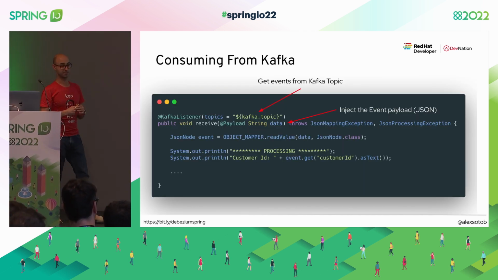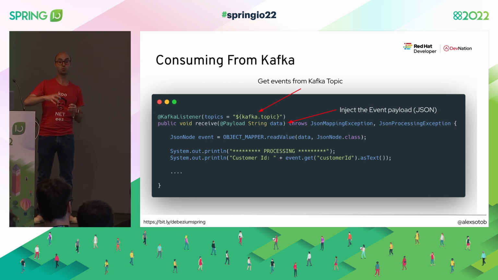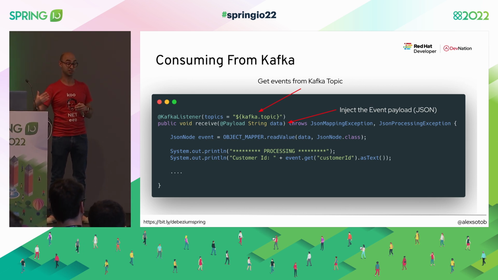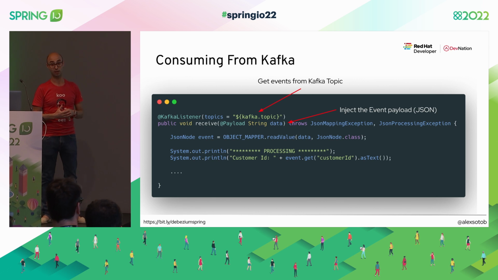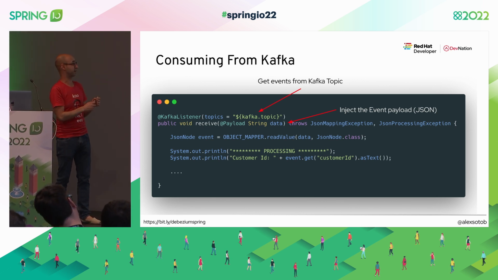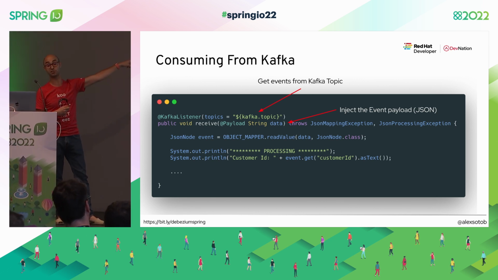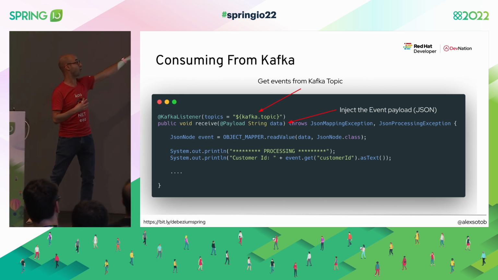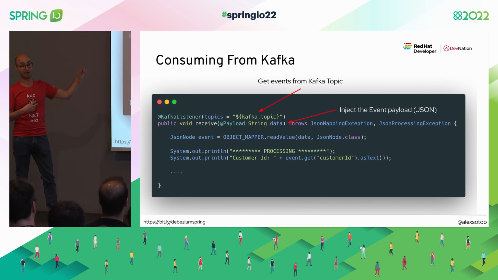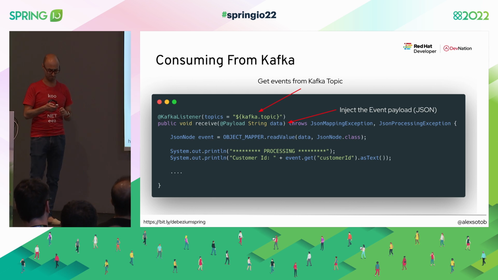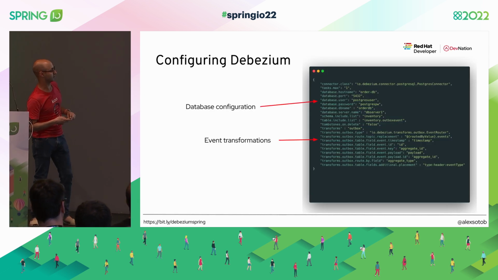And then there is the service that is going to be listening to the changes. This is just a Spring Boot application connected directly to Kafka. You use the Kafka listener. So I want to listen to all the events from a Kafka topic. In this case, it was named, wait, because I don't remember.